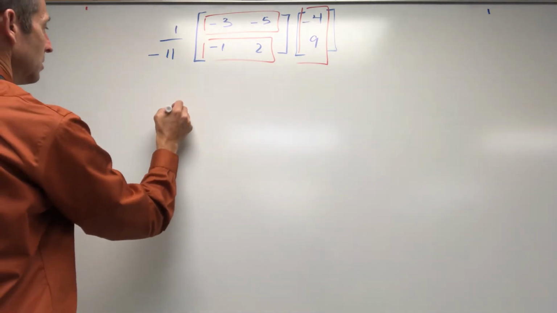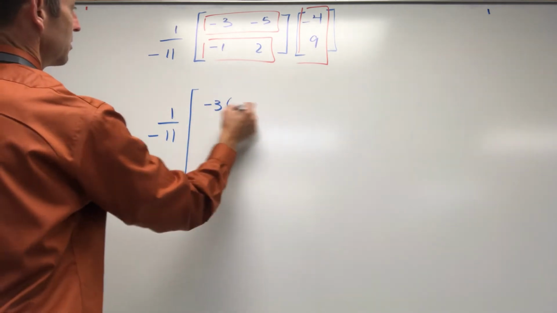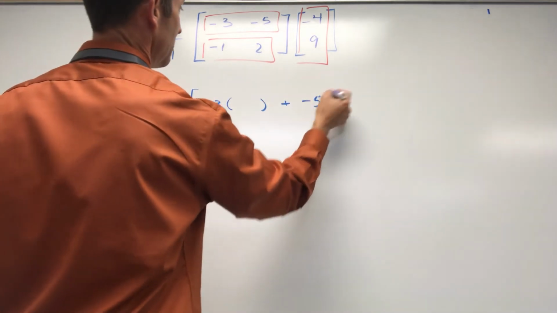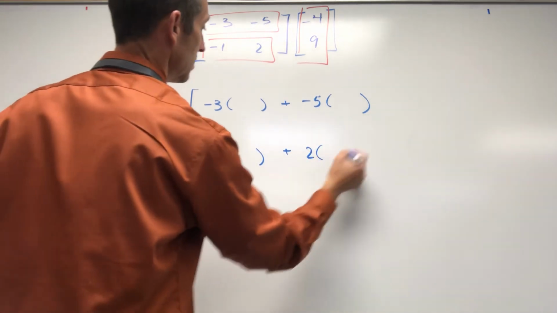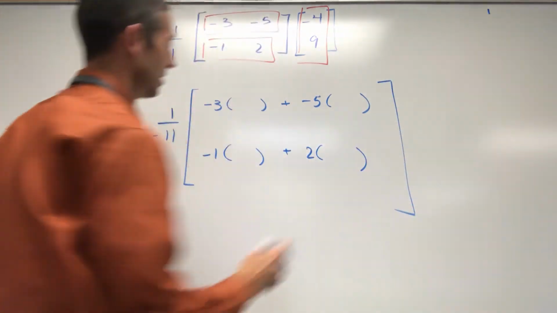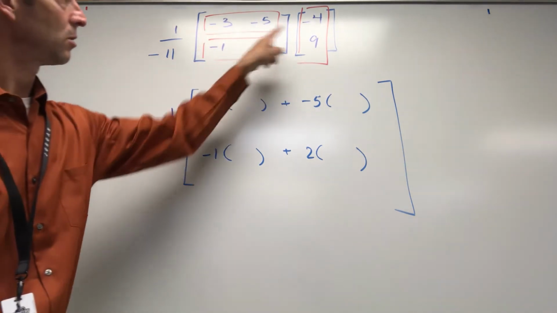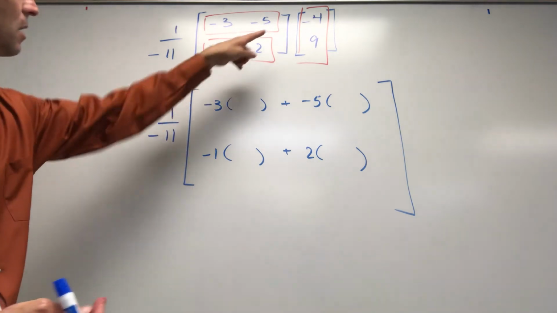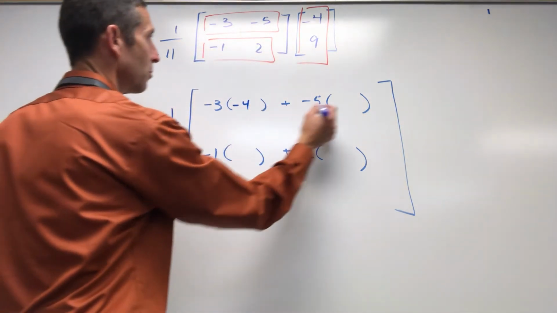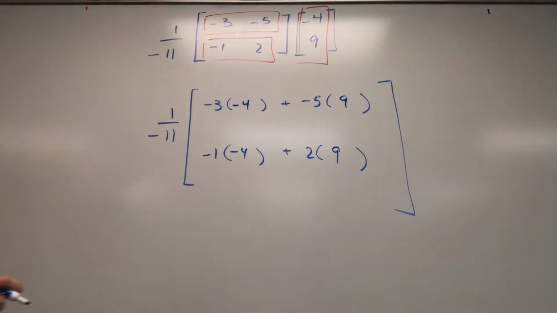So you've got 1 over -11, -3, -5, -1, 2. So we've got to connect row with column, second row, column. Rows with columns, multiply matrices. -4, 9, -4, 9, -4, 9. So we do a little bit of math, get this guy rolling right here.